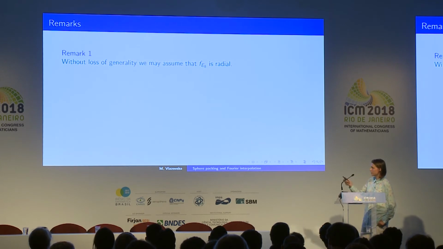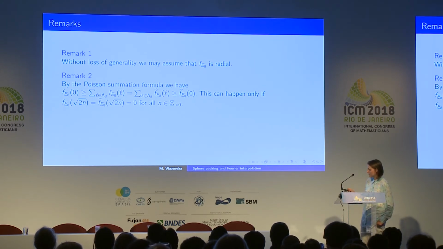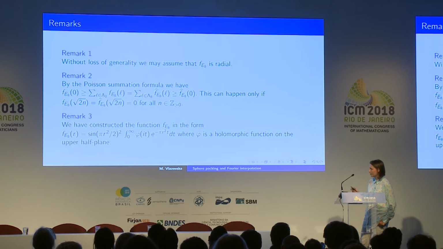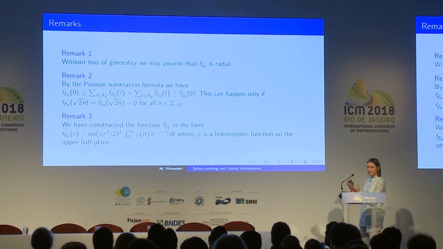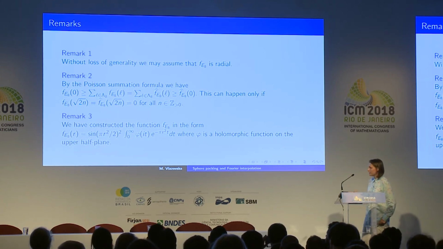So here, let's just summarize what I said. First, the function is radial. Second, the function has a lot of double zeros, and all those zeros are located at the numbers square root of an even integer. And the third remark, which seems to come a bit out of the blue, is that if we want to construct our function explicitly, we need to make some assumptions about the form in which we are going to search for this function. And so we made the following ansatz.